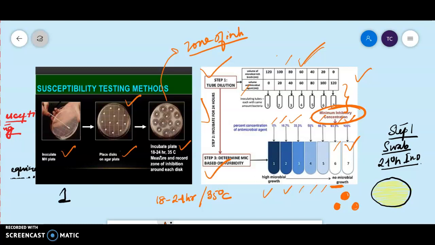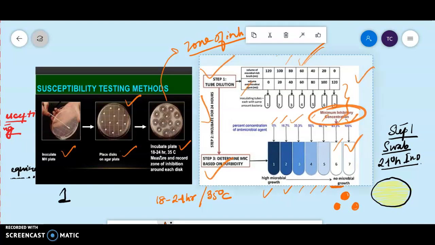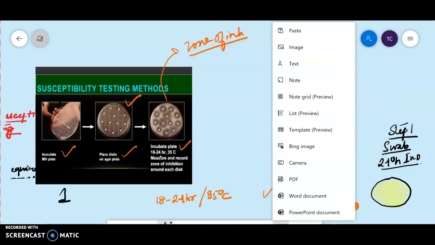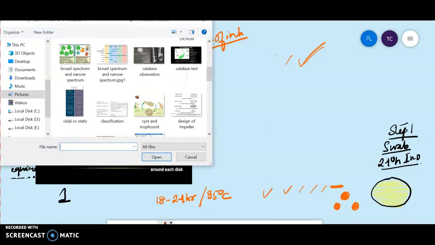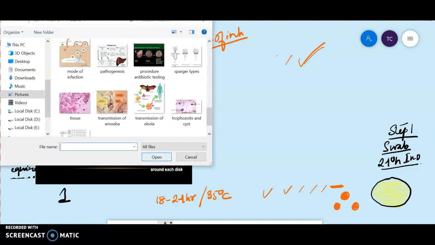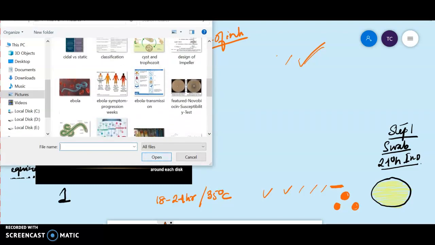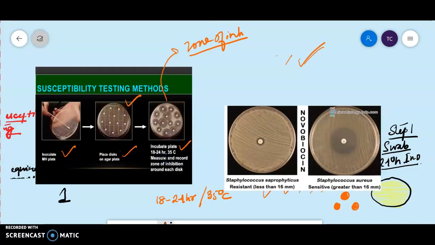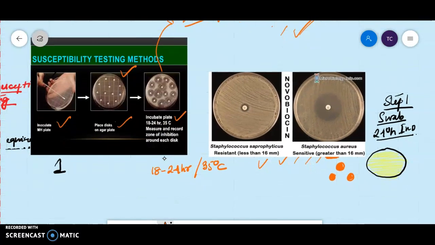So next we will move on to the observation. Again, I will delete this and add another image for your observation. You will understand the importance of this test from this observation. You see 2 plates, with confluent growth of the microorganism done by swabbing, and they have put the disc. Here you see the zone of inhibition is less than 16 millimeter in diameter, and this particular zone of inhibition is more than 16 millimeter in diameter.